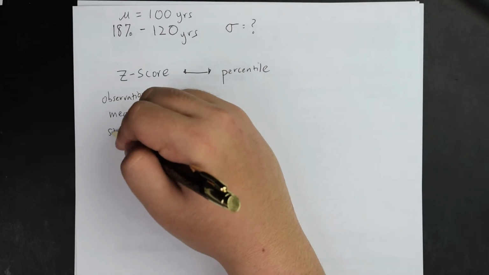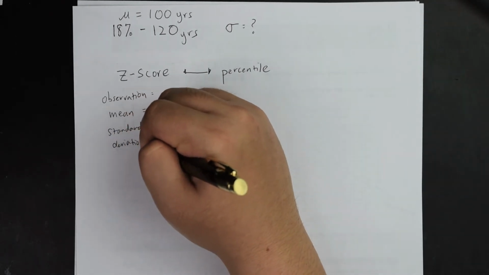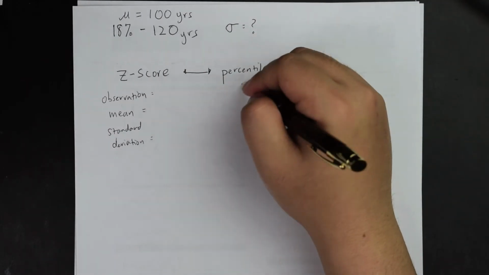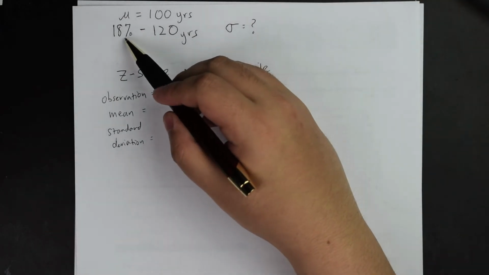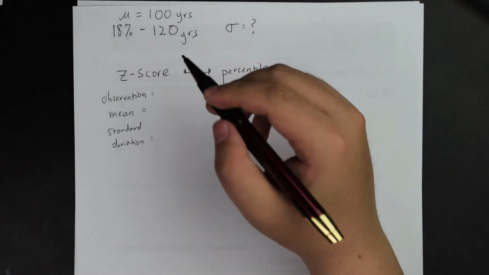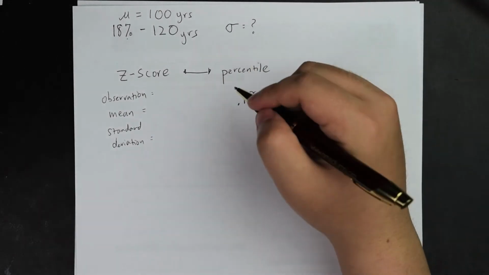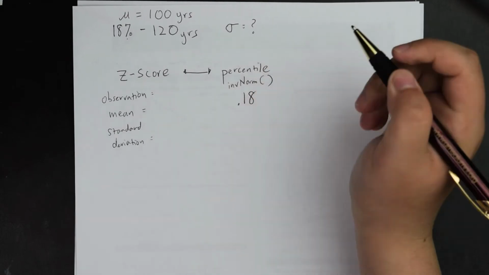and I need my standard deviation. And I'll write them all down. Okay, perfect. And for percentile, it's just a percentile value. And I look right here, whoa, perfect, there's a percentile value they give me. So my percentile value is going to be 0.18. That means I need inverse norm for this question. There's no question about that.